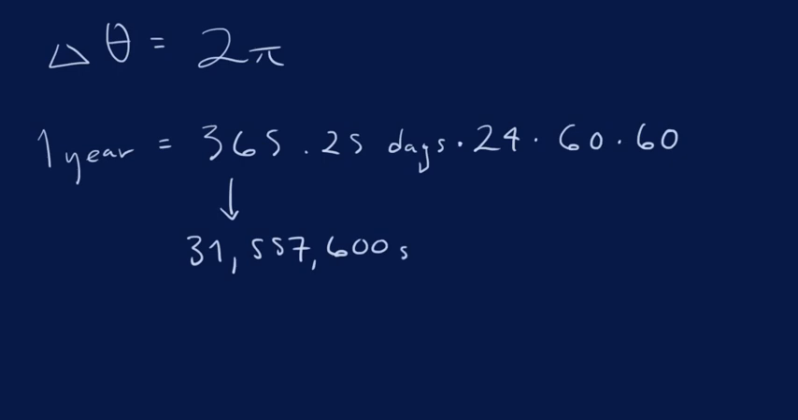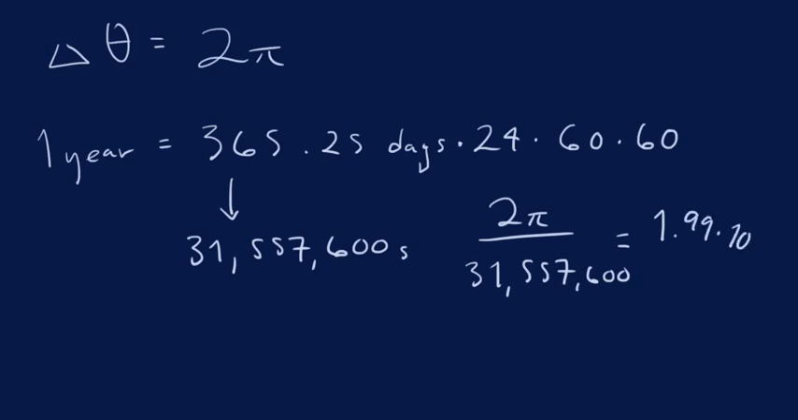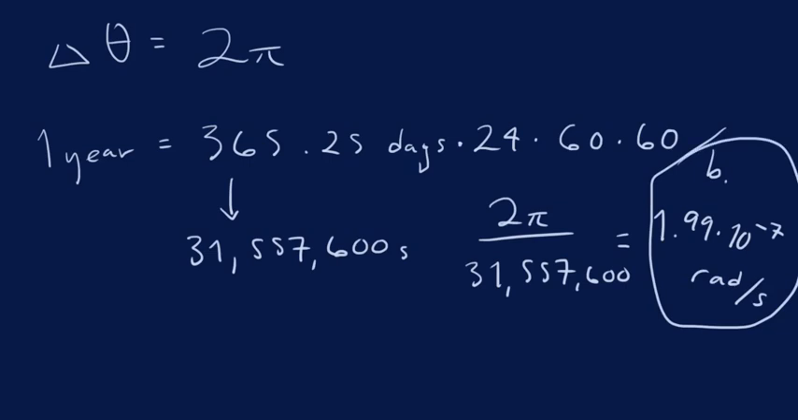Okay, so then we just divide 2 pi by 31,557,600, and we get 1.99 times 10 to the negative 7 radians per second. And that is your answer to part B. Yay.